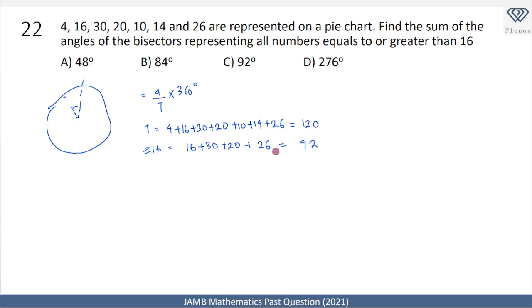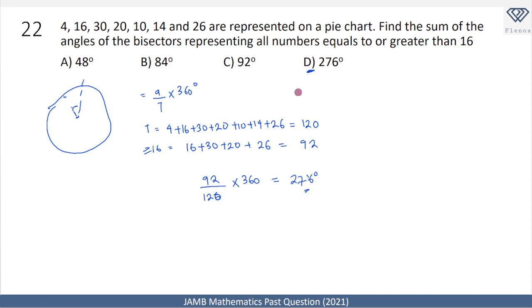So the total angle for the numbers greater than 16 is going to be what? 92, because that is the total sum of all those numbers divided by the total number 120. Then I multiply by the total number of angles in a cycle, 360, according to the formula that I've stated over here. So I have 92 divided by 120 times 360, and that is equal to what? 276 degrees. So the sum of all the angles representing all numbers greater than or equal to 16 is going to be option D.